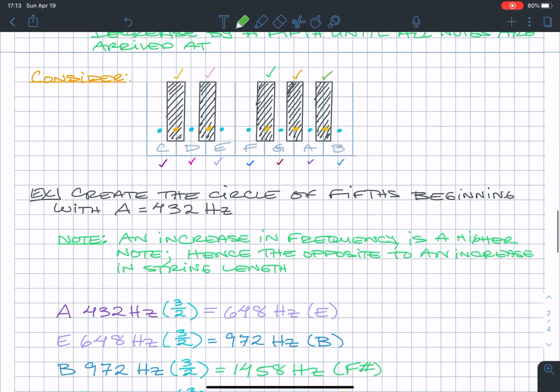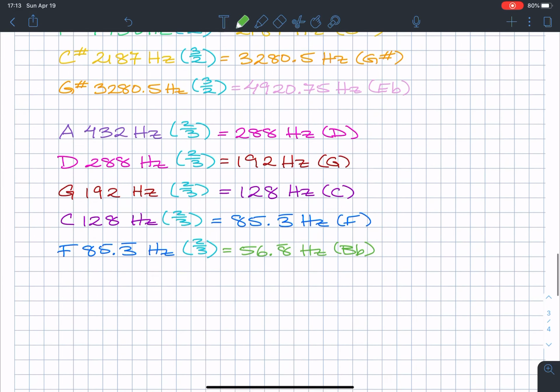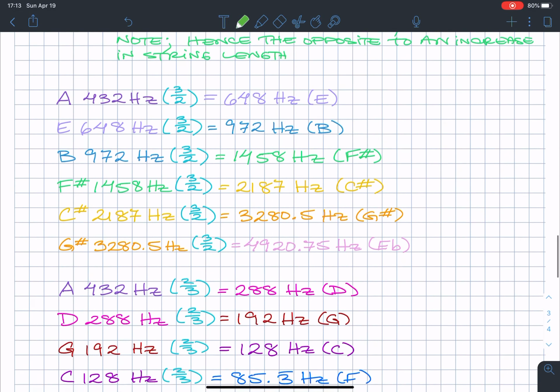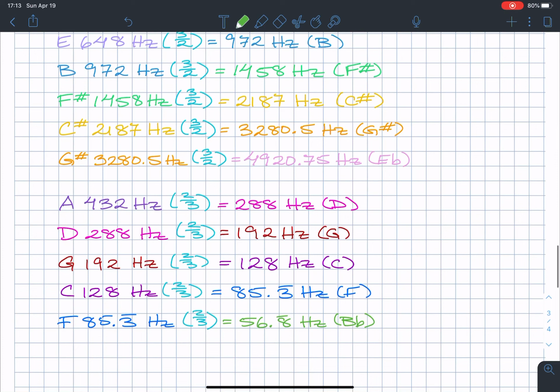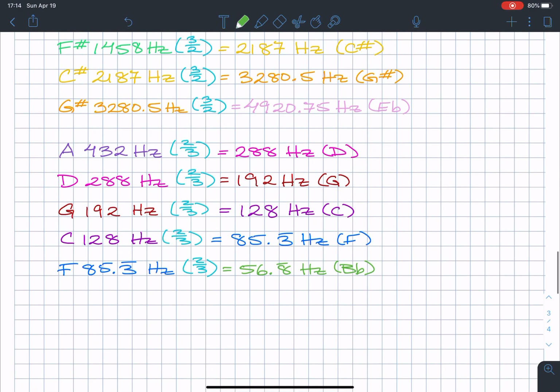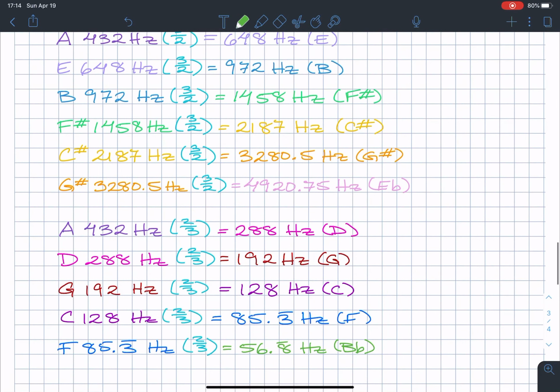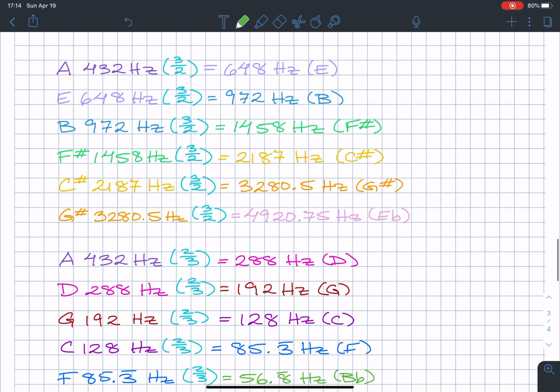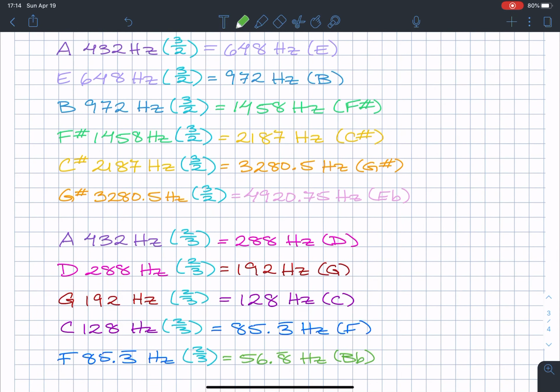So this from 56.8 hertz to 4,920 hertz is a range of 7 octaves, and by multiplying by fifths, either going up or down, we have covered all 12 notes of the musical scale. I'll see you again in the next section.